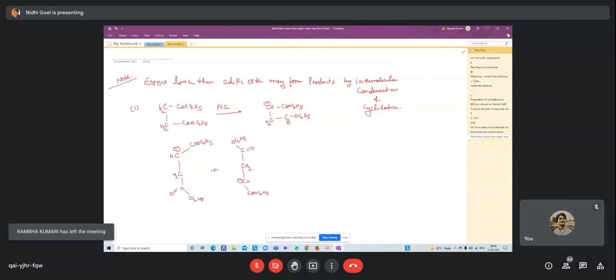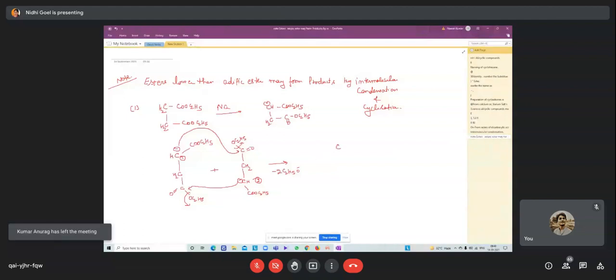So this negative charge which is present on this carbon atom, suppose this is number 1. Okay. So the negative charge on the first carbon atom attacks this. And this, suppose this is the second carbon atom, it attacks this. So with the elimination of C2H5O negative, what will be the products? Here the two C2H5O negative are eliminated.